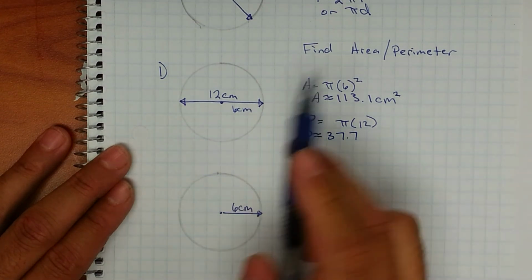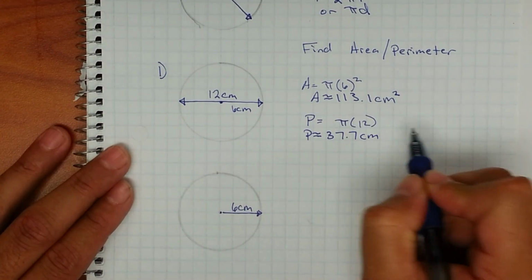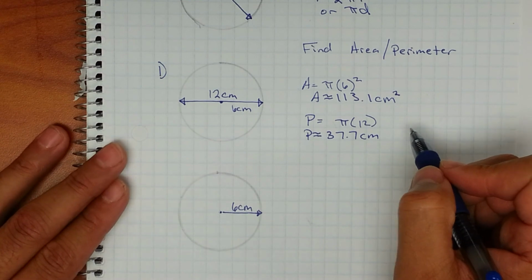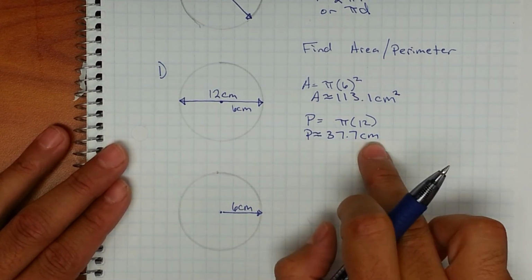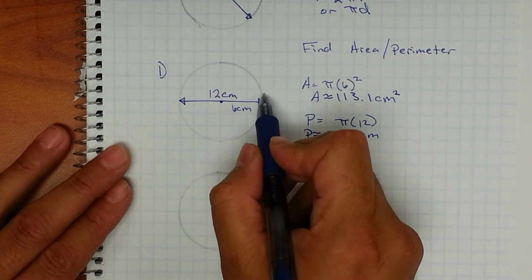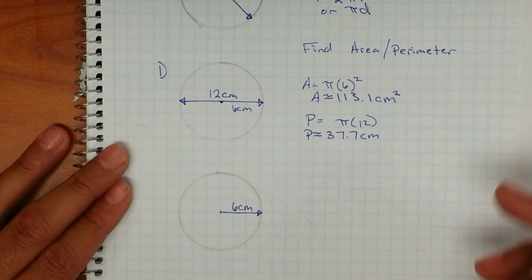And this is going to be in centimeters. It is not area, so it's not going to be square. So it's only centimeters, it's linear. Just going to be the distance around the outside.